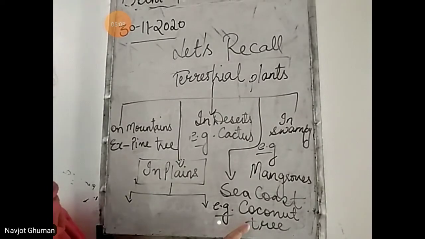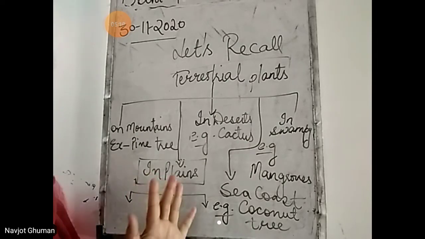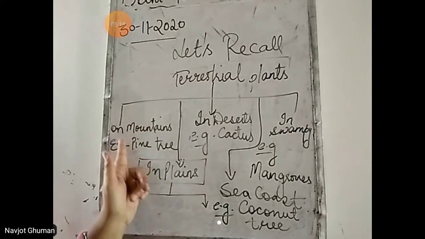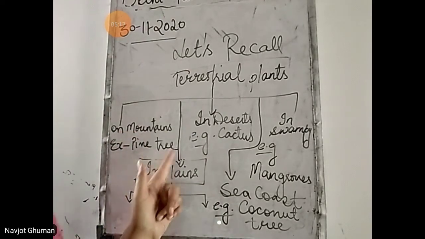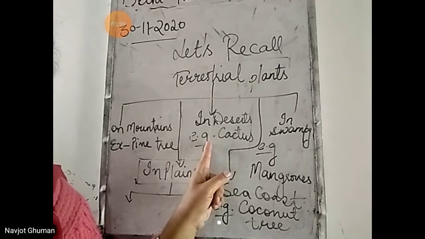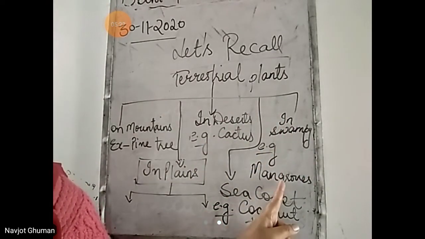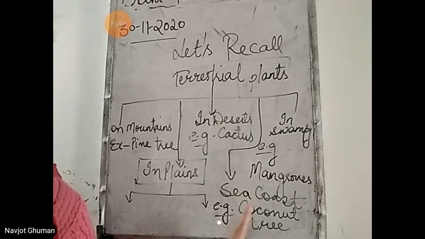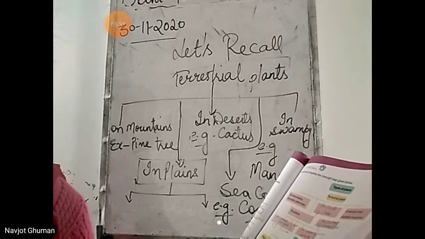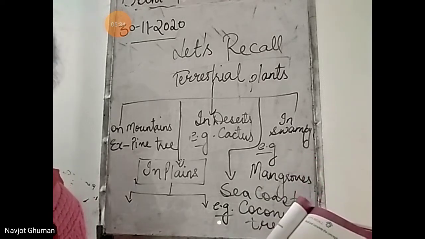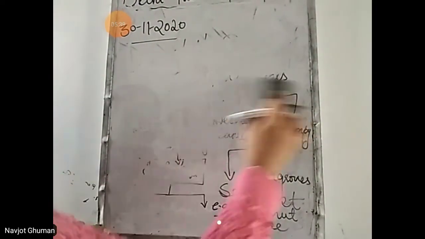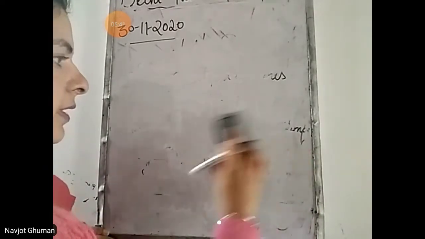Listen, beta. They have asked about the terrestrial plants. First are on mountains, example pine tree. In deserts, example cactus. In swampy areas, example mangroves. And the last one is sea coast. On sea coast, example coconut tree. Next is in plains. In plains, two types of plants grow. One in areas of heavy rainfall and one in areas of less rainfall.